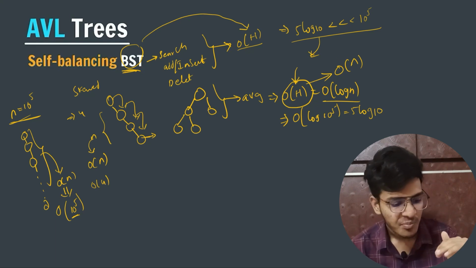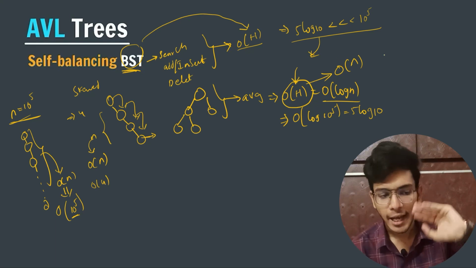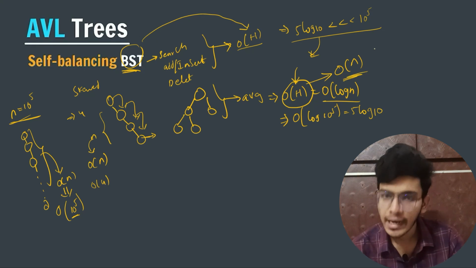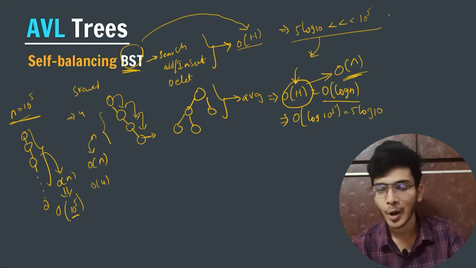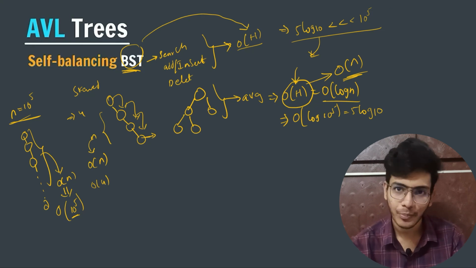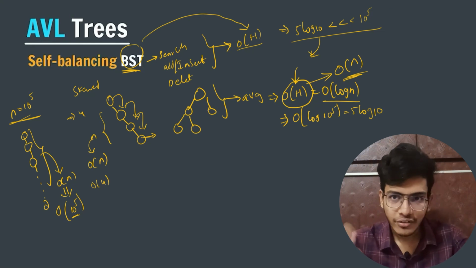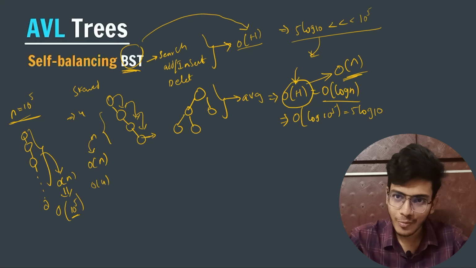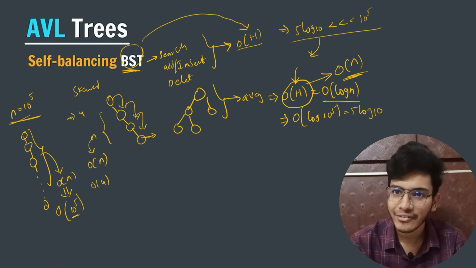So what if my tree is skewed? I am getting a time complexity of big O of n, and in binary trees my time complexity is also big O of n. So this big O of n for BST and this big O of n for binary tree are both the same. Then what is the difference between them?